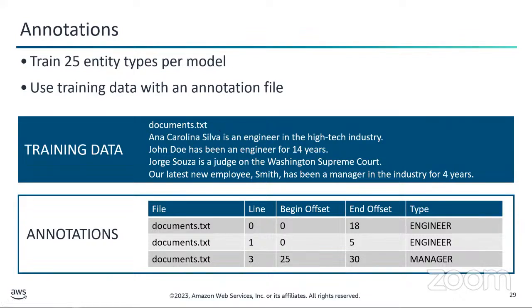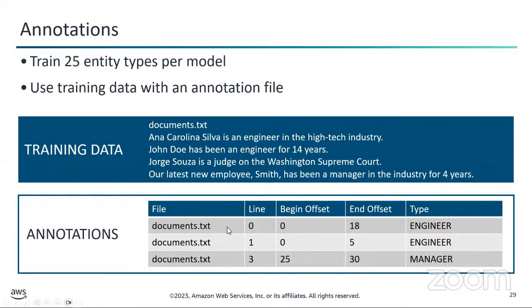And this is a document. Anna Carolina Silva is an engineer in the high-tech industry. John Doe has been an engineer for 14 years. Georgie Souza is a judge on the Washington Supreme Court. Our latest new employee, Smith, has been a manager in the industry for 4 years. And then this is how you provide the annotations.